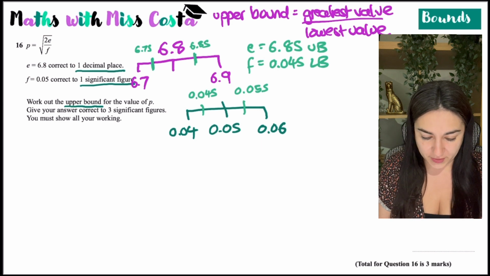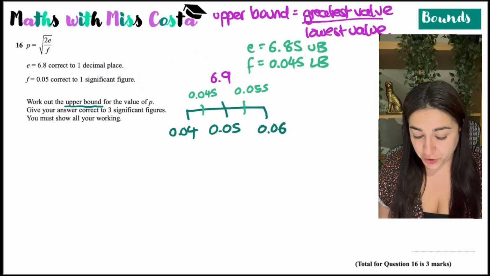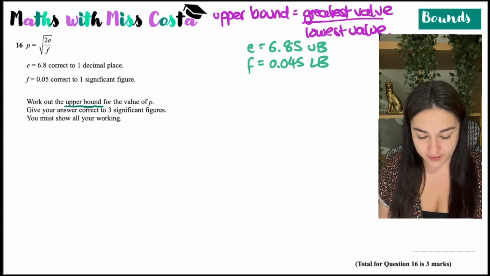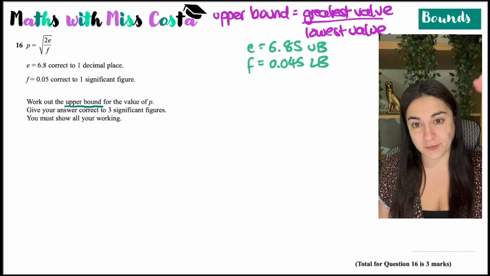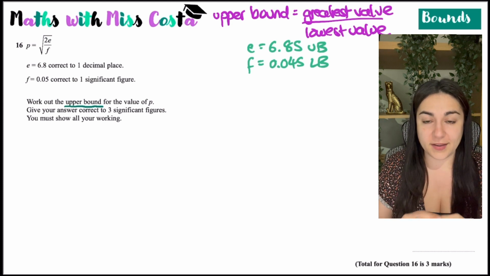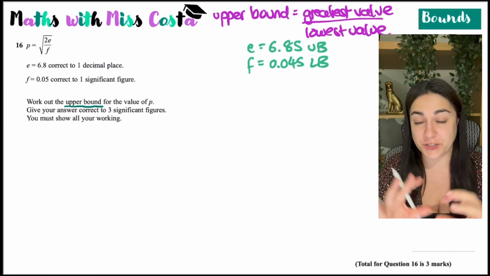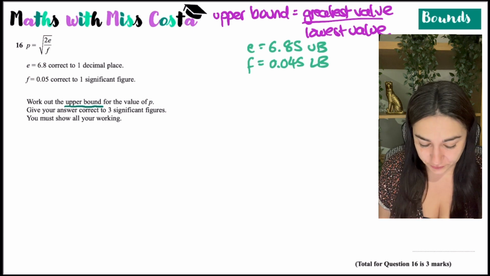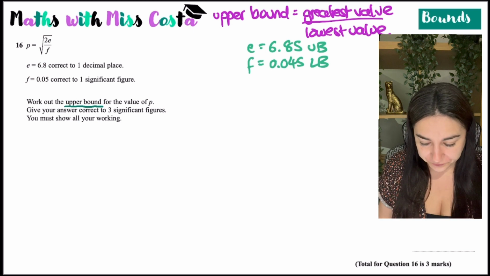Okay, I don't need the other values because I already know that to find the greatest value for P, I need to do the upper bound divided by the lower bound. But once again, if you're not 100% confident, just do all of them if you have extra time and if this isn't your strong suit. So now I need to just enter these in.